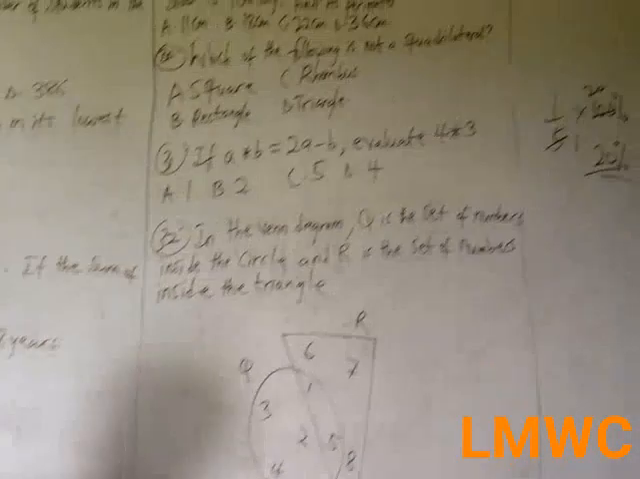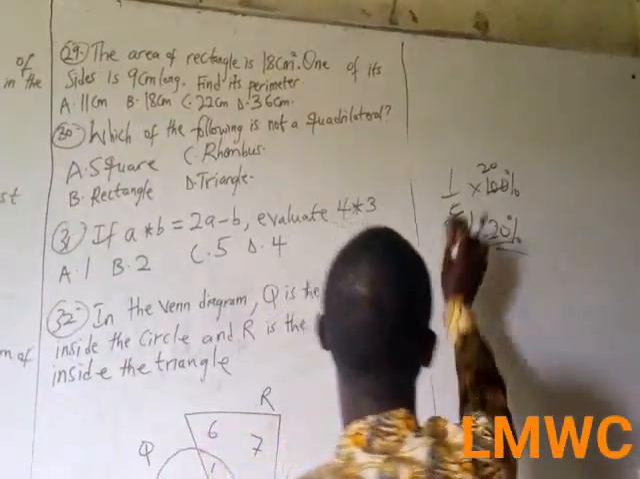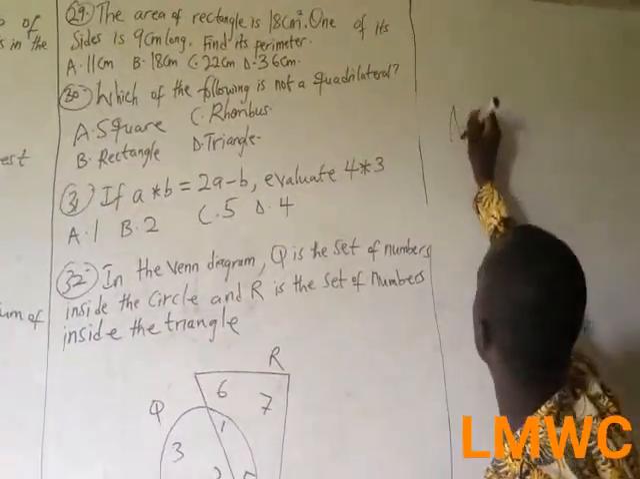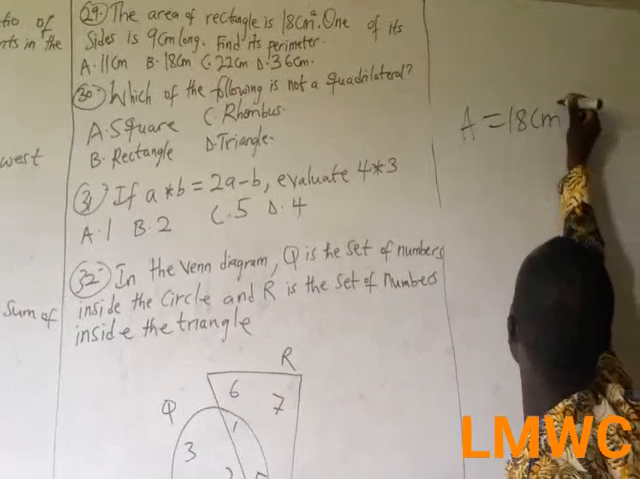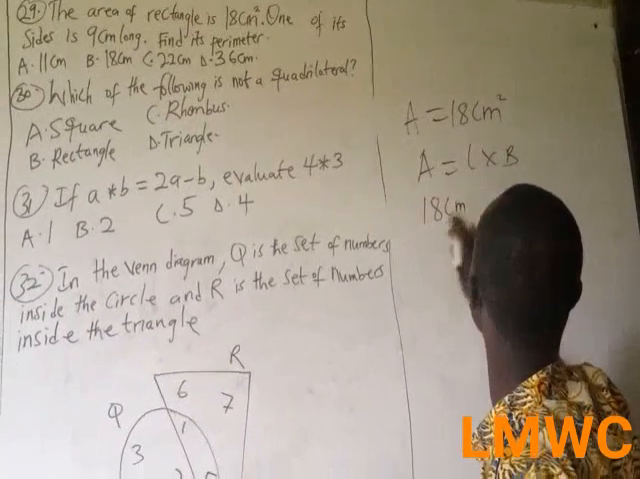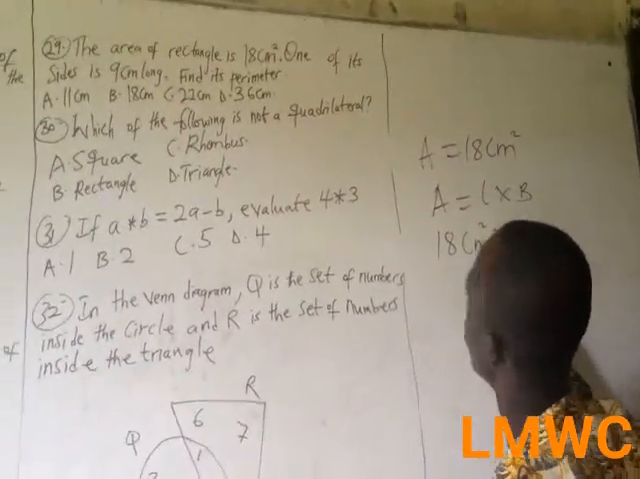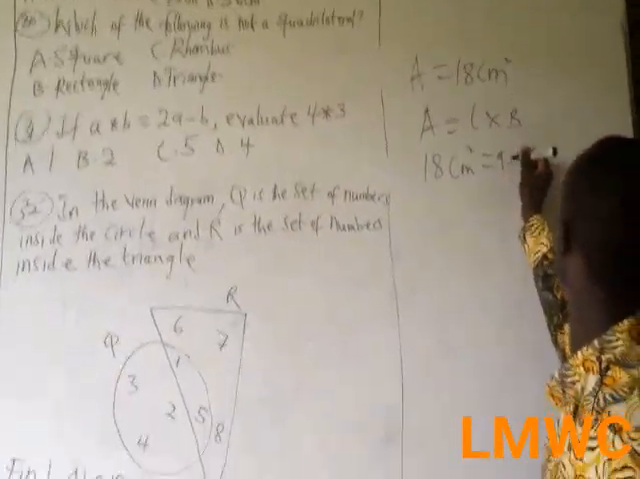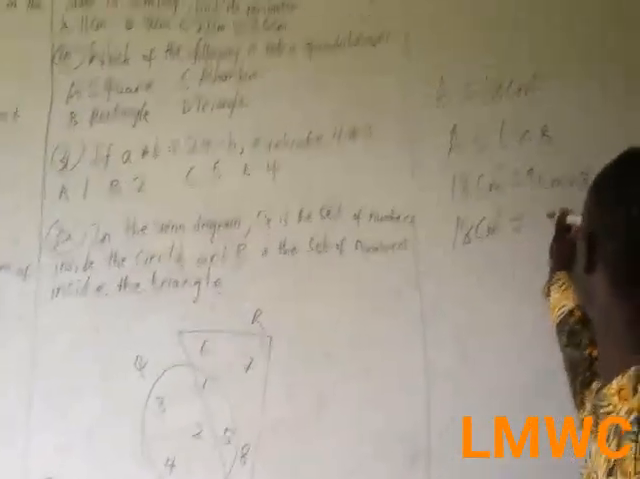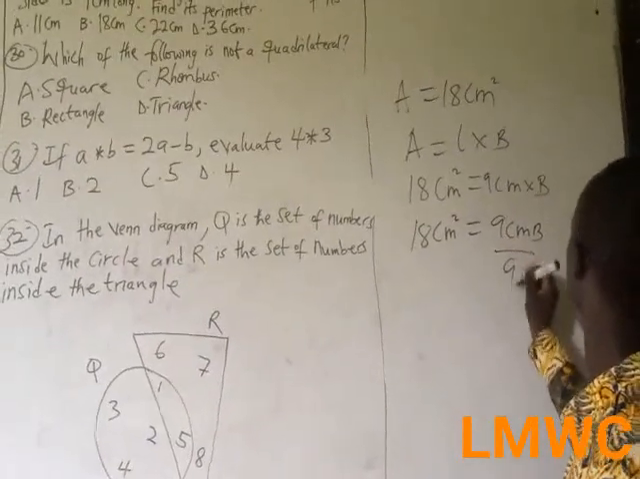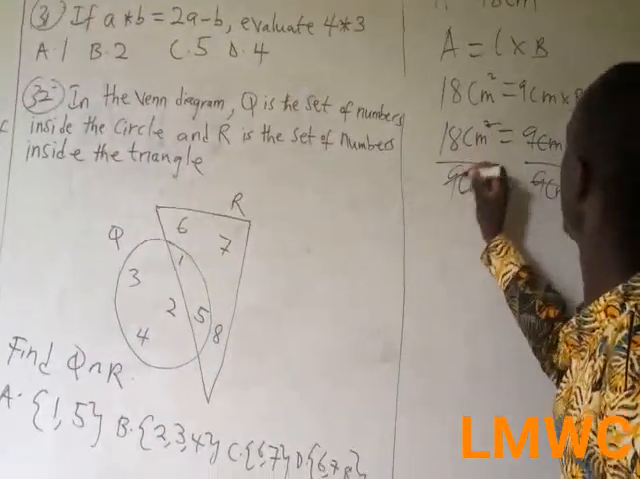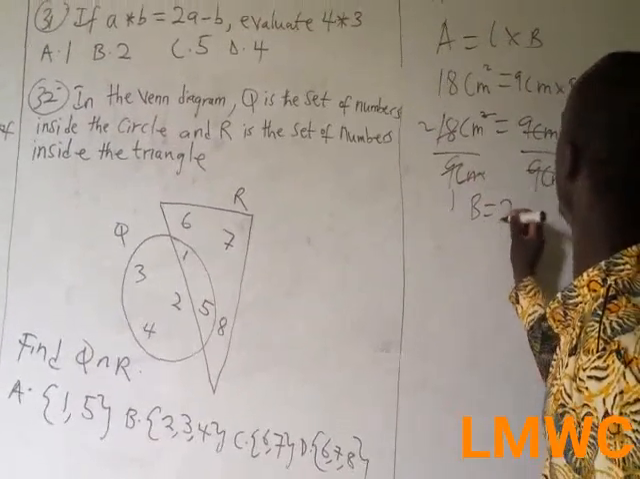Question 29. The area of rectangle is 18 centimeters square. One of its sides is 9 centimeters long. Find its perimeter. You know the area of rectangle is 18 centimeters square. And we know the area is length times breadth. So it's 18 centimeters square is equal to one of its sides, 9 centimeters, times b. So we have 18 centimeters square is equal to 9 centimeters b. So we divide both sides by 9 centimeters. This will cancel this. So we have b is equal to 2 centimeters.